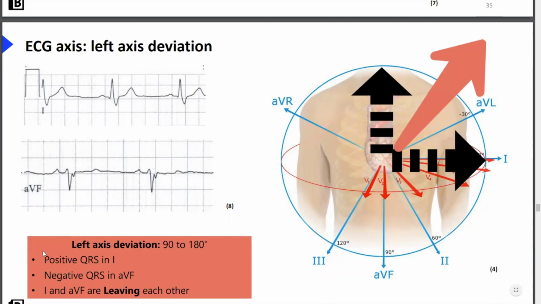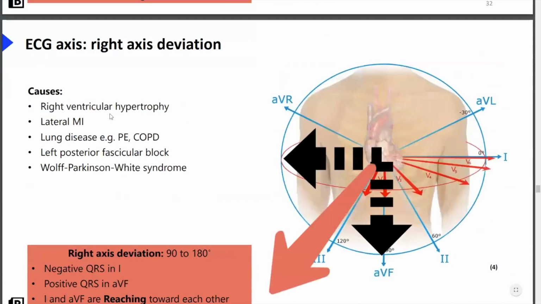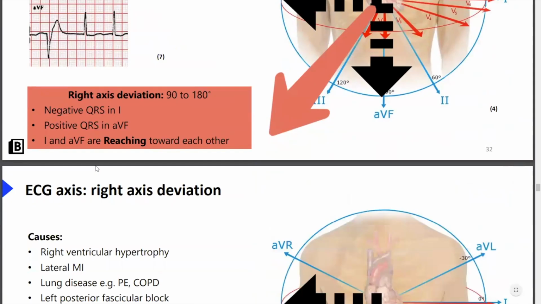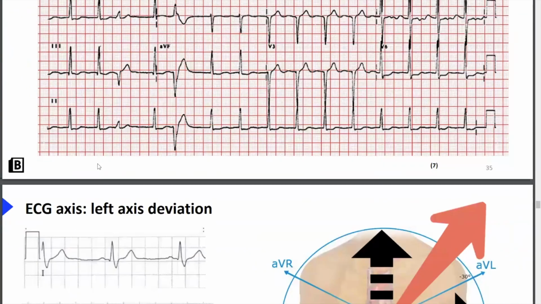What's the dummies guide? Well, a negative QRS in AVF and a positive QRS in lead 1. The dummies guide is if 1 and AVF are leaving each other, that's left axis deviation. L for leaving, L for left axis deviation, okay? They are leaving each other. Whereas here, they are reaching each other. So that's right axis deviation. Reaching for right, leaving for left. Look at leads 1 and AVF, simple.